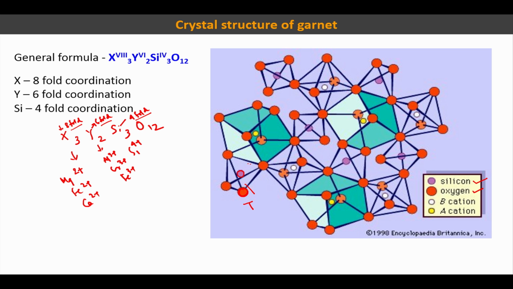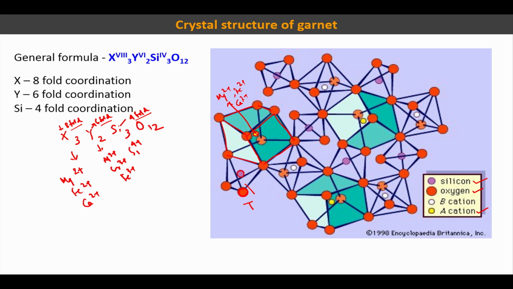So basically these are connected with your 8-fold coordination. If you see, there is a distorted cube here. This distorted cube has this 8-fold coordination. At the center you have this A cation, which will go to the X site. These are basically your Mg2+, Fe2+, or Ca2+, any divalent cation can go here, and it will have an 8-fold coordination.